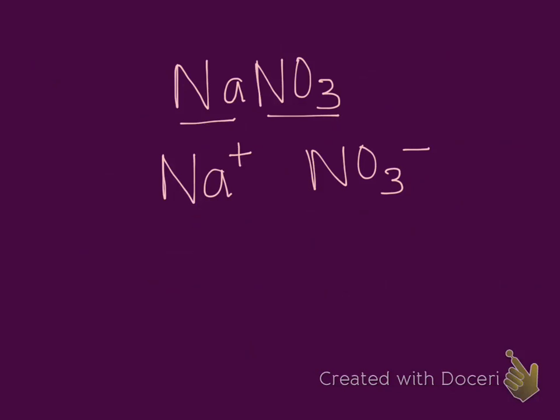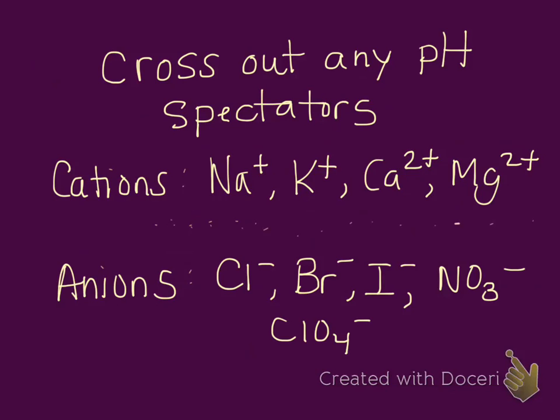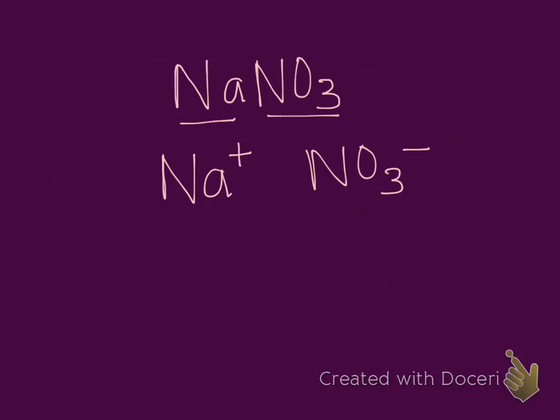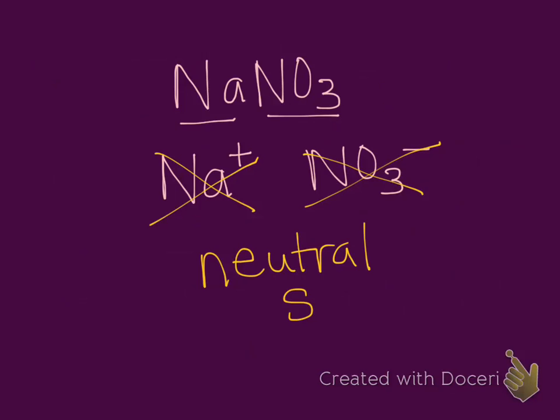Now let's go back and see if these are on the spectators list, and they are. Na is on the spectators list, NO3 is. If they're on the spectator list, you're going to cross them out. So we're going to cross out Na, we're going to cross out NO3. When you cross out both of them, that is going to make it a neutral salt.